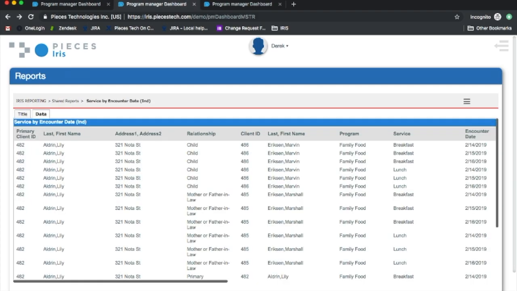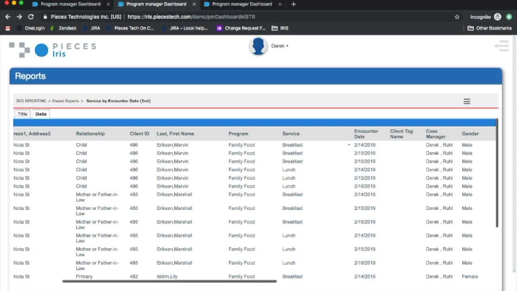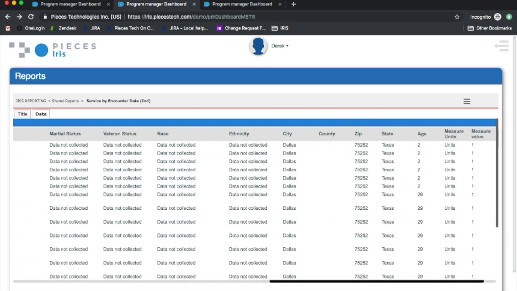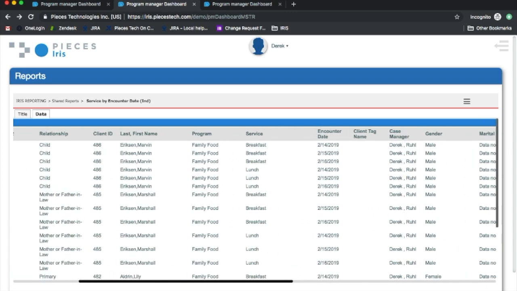One of them, this first one, is by encounter date. So what this is going to show is all of the encounters of a certain type that we got on this particular date. So, for instance, Marvin Erickson got breakfast on 2/14/2019. If we scroll over to the end, we see he got one of those. He also got one breakfast on the next day and one breakfast on the day after that.